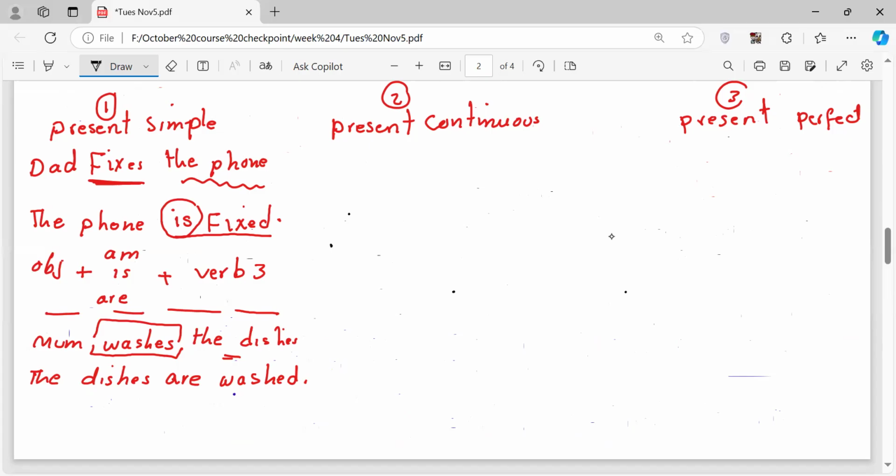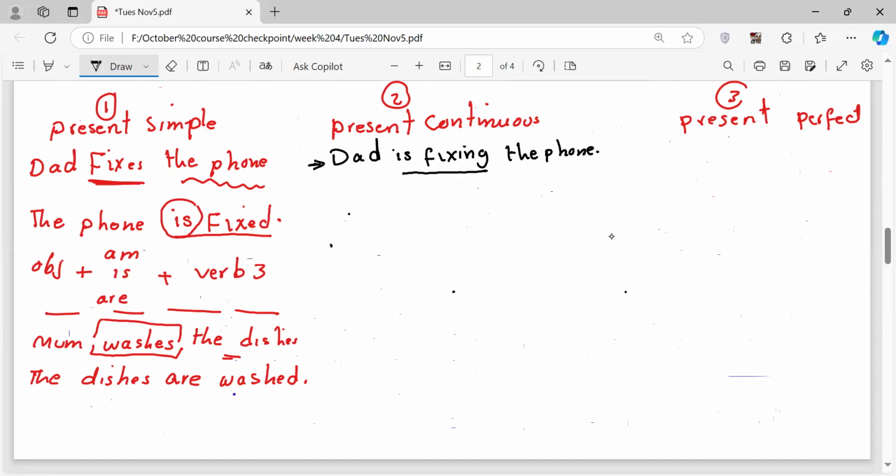If a sentence is in the present continuous, it means the verb is like this in the active. Dad is fixing the phone. Okay, Dad is fixing the phone. Is fixing, this is present continuous.